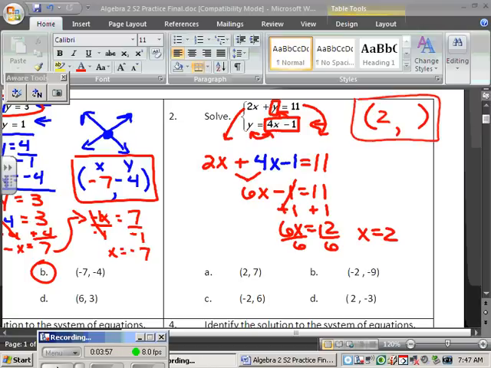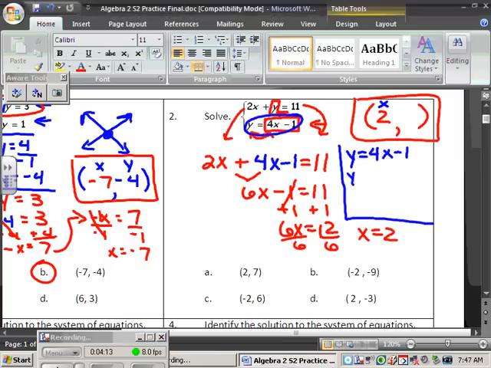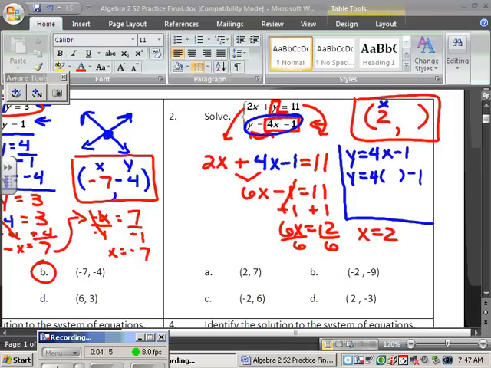Then, just like in problem 1, I'm going to make a little space here. We're going to choose one of our original equations. The one that is solved for y is typically the easier equation to use. Now that we know that x is 2, we no longer need the x, and we can replace it with the 2. And then to find y, we will simply calculate 4 times 2, which is 8, minus 1, which is 7. So our solution to our system of equations is 2, 7, which is answer A.